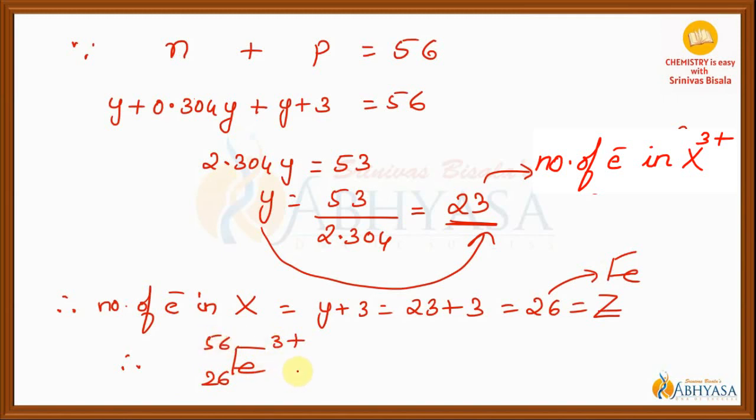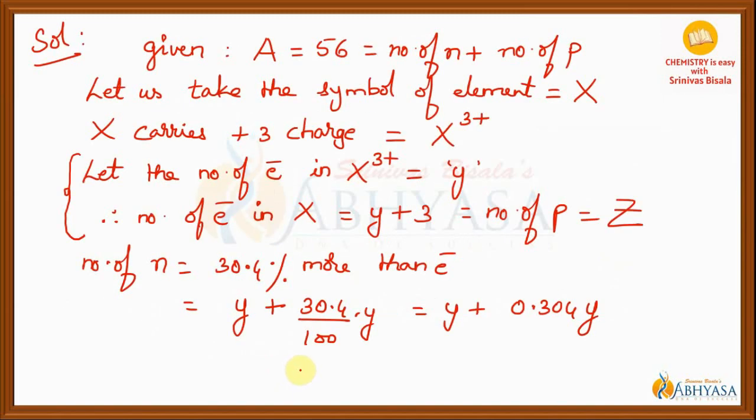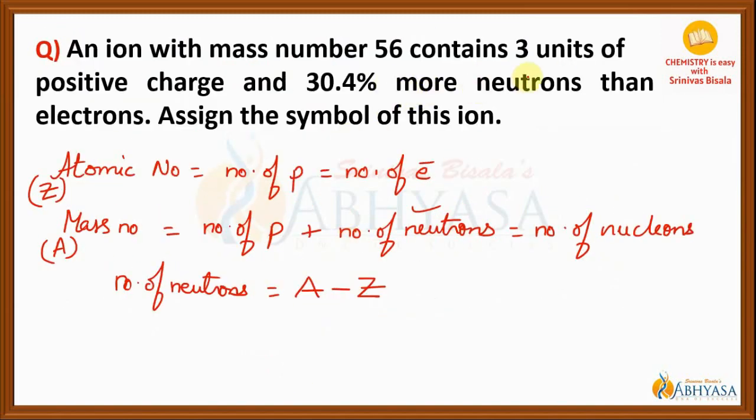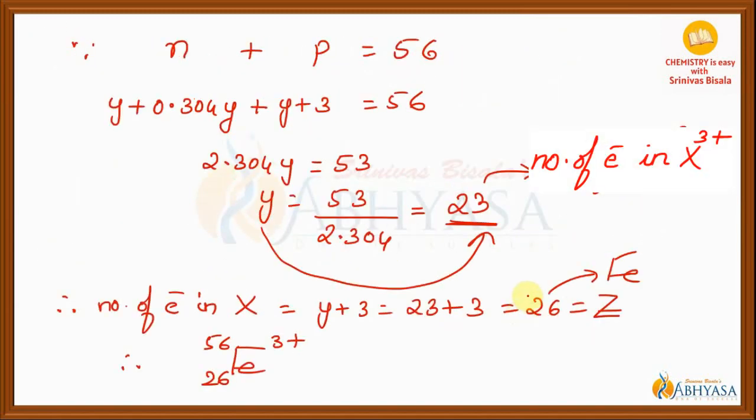So is it clear? You need to understand this particular point clearly. It is given that the charge on the given species is plus 3 and the number of neutrons is 30.4% more than that of the electrons. And this is an NCERT numerical, and in NCERT 3 to 4 similar numericals are there. That is the reason why this numerical is selected for the video.